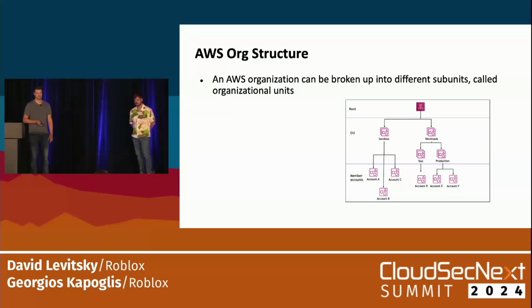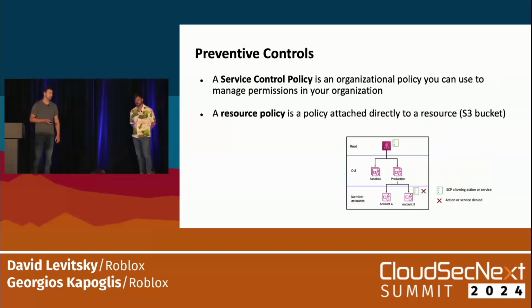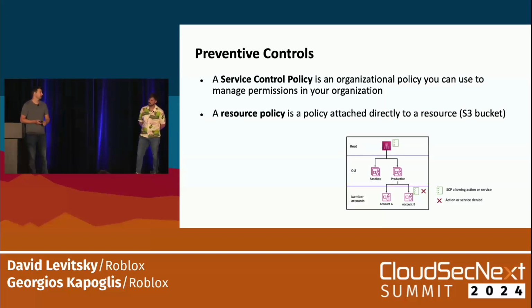Every cloud provider has something similar. Essentially it lets you group your accounts, your projects, your subscriptions into different subunits, and you can manage them accordingly. The important thing about organizations in AWS is it lets you administer centralized security policies through a service called the service control policy. And this is the first preventive control that we're going to be discussing today.